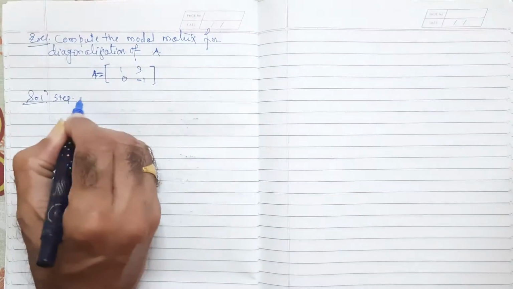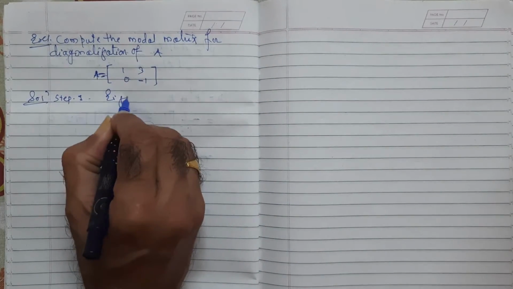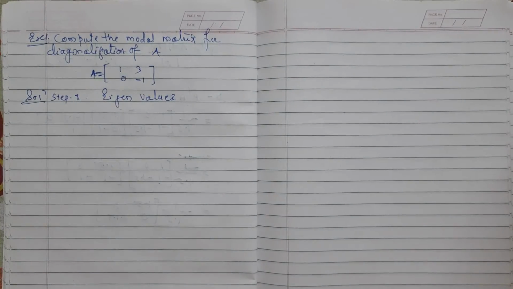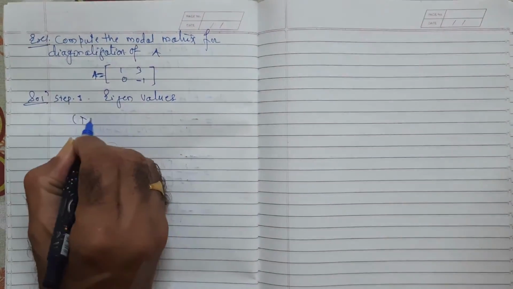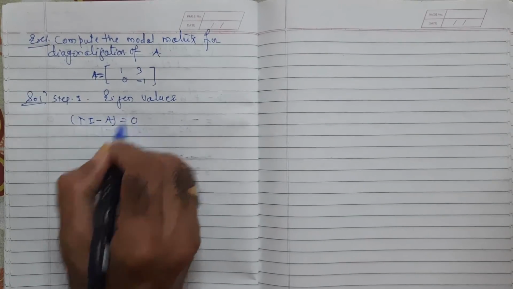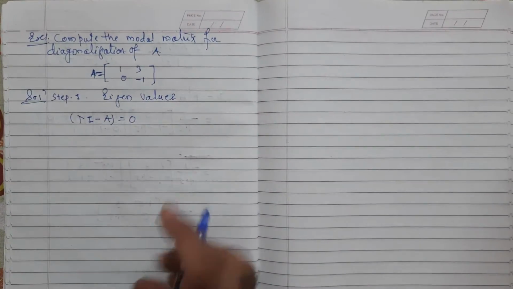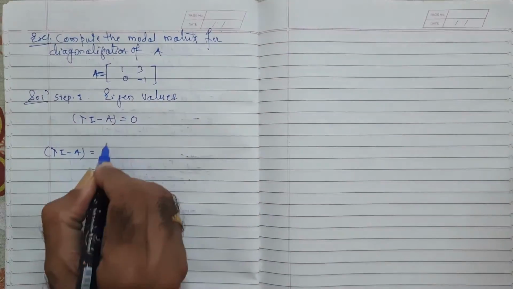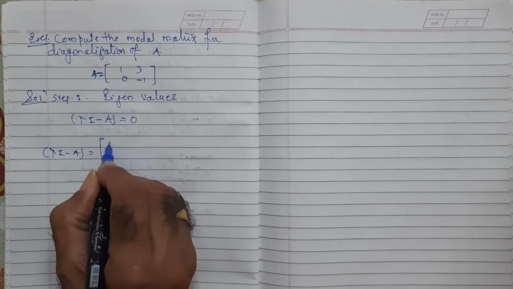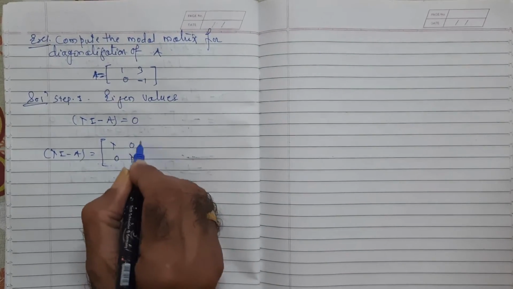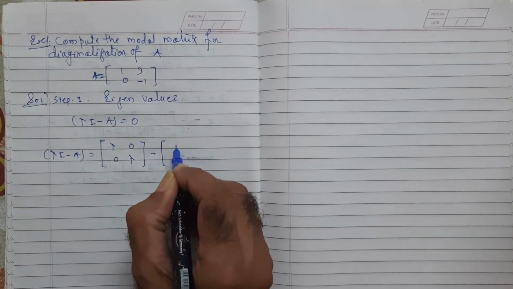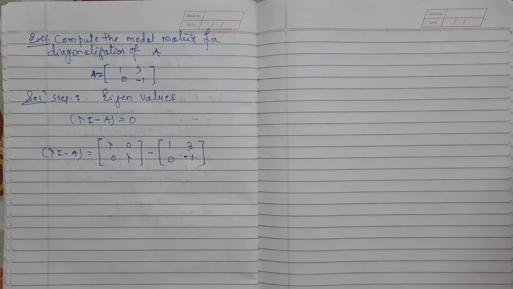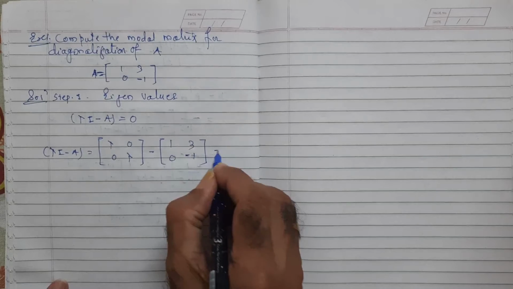Step 1, eigenvalues. Eigenvalues we can find out by the formula determinant of lambda I minus A equals 0. So now we will find lambda I minus A. It is a 2 by 2 matrix, so we have [lambda 0; 0 lambda] minus [1 3; 0 -1]. Okay, now it is equal to 0.